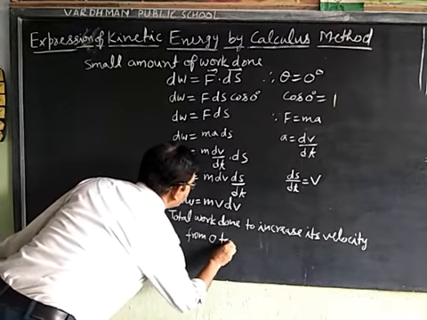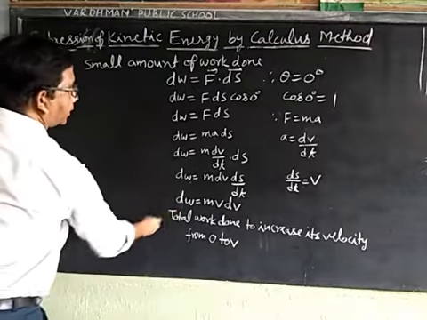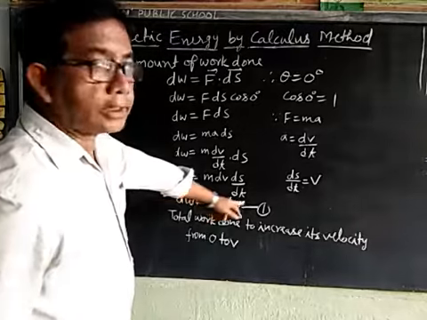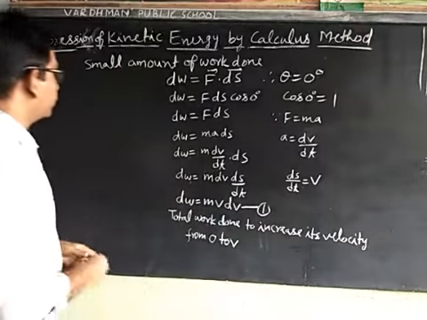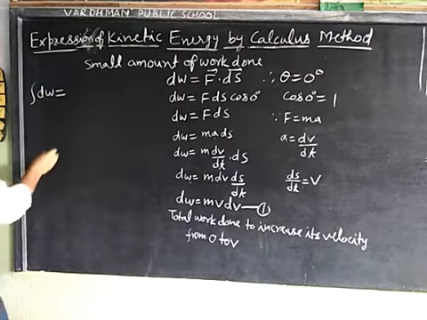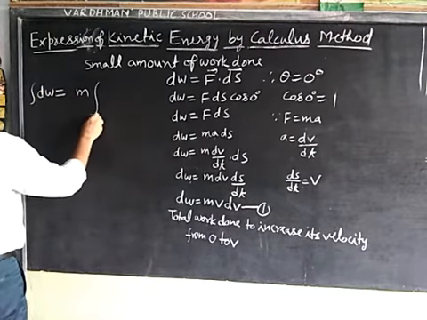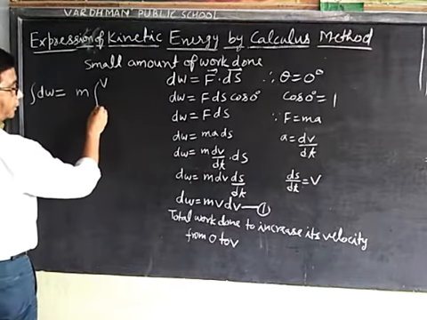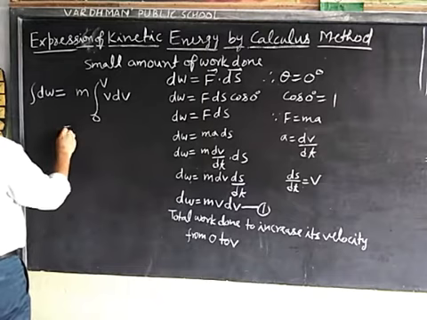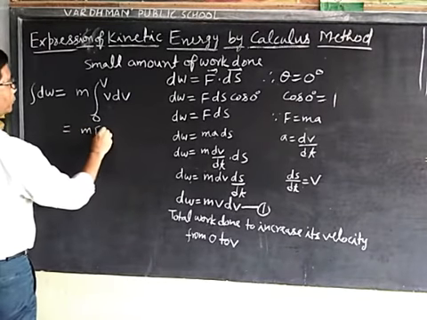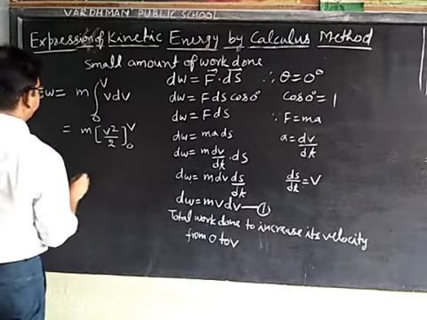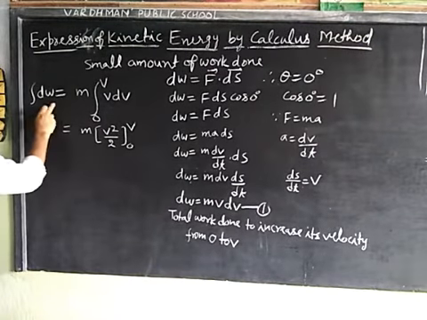We will integrate the equation first. This becomes dW is equal to m, lower limit 0, upper limit v, v dv, and integration of v dv is v square upon 2, from 0 to v, and integration of dW is W.